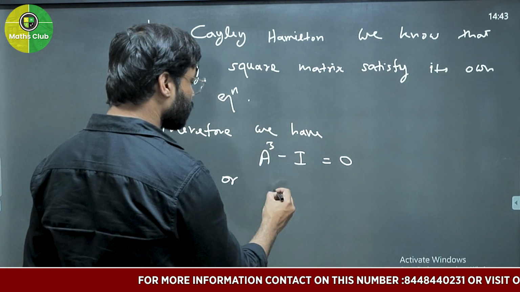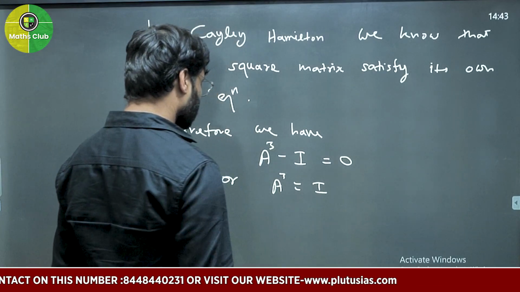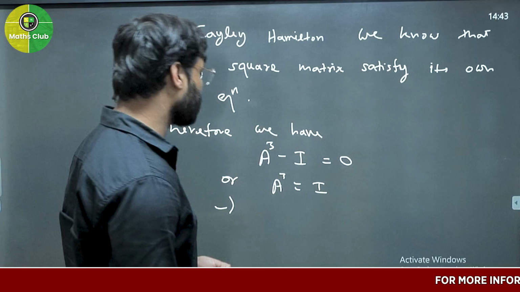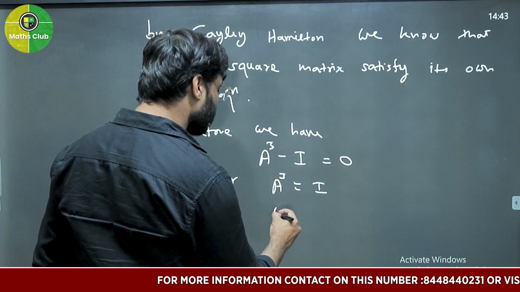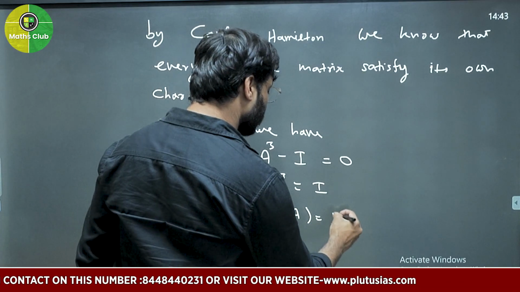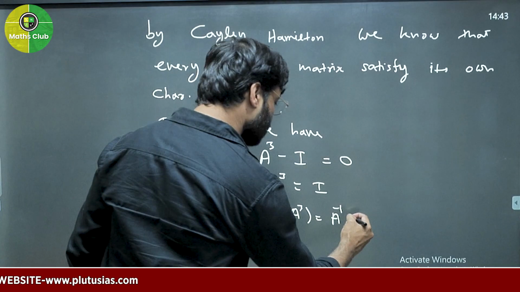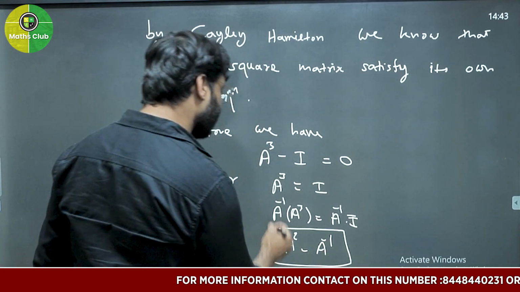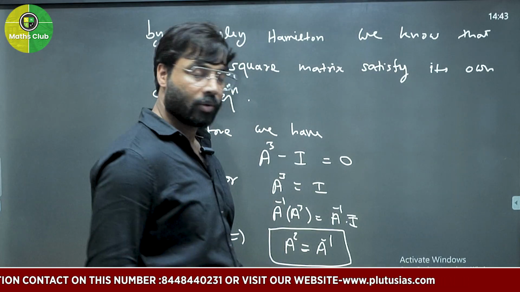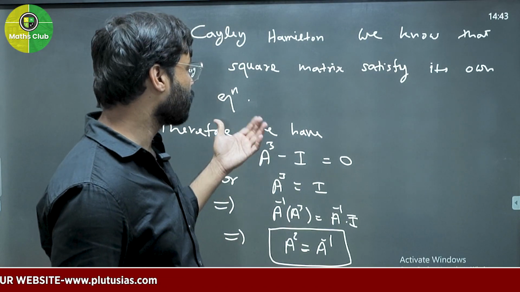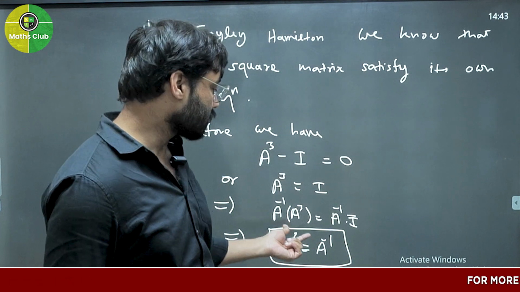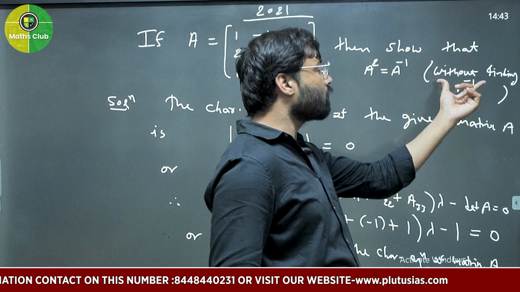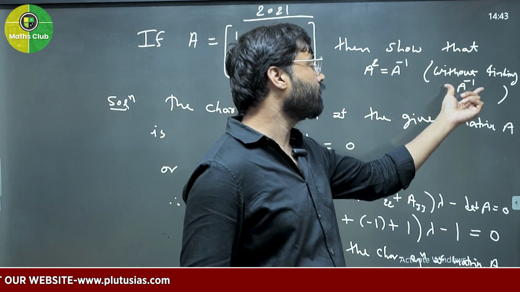So you can write A cube equals I, which implies that A is a non-singular matrix, its determinant is non-zero, and obviously A inverse exists, so we can multiply both sides by A inverse. We get A inverse A cube equals A inverse into I. That implies that A square equals A inverse. So we have shown that A square equals A inverse without finding the A inverse. Obviously we have used the A inverse, but yes, without finding the value of A inverse.